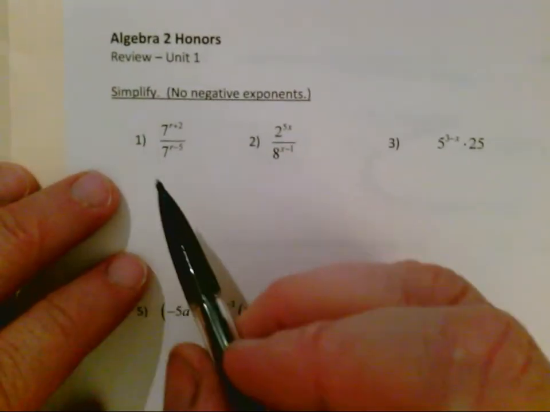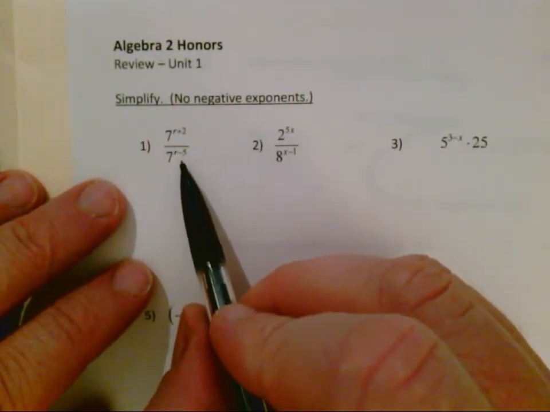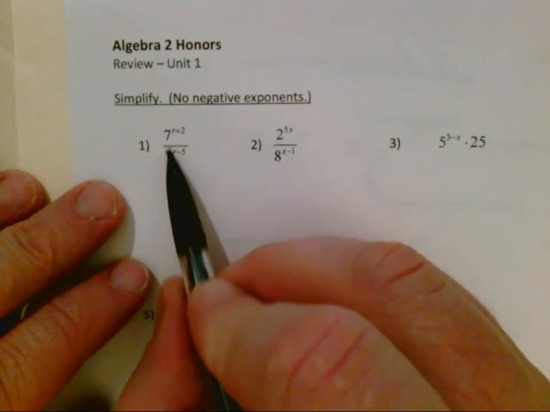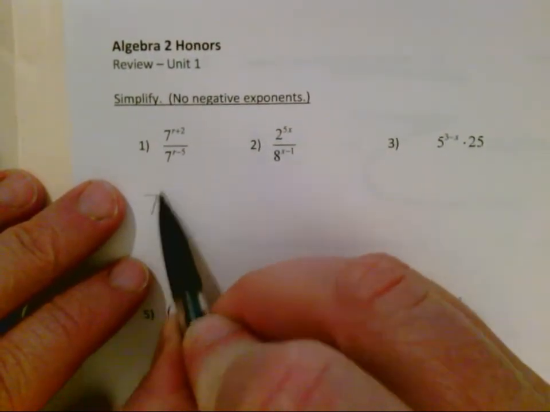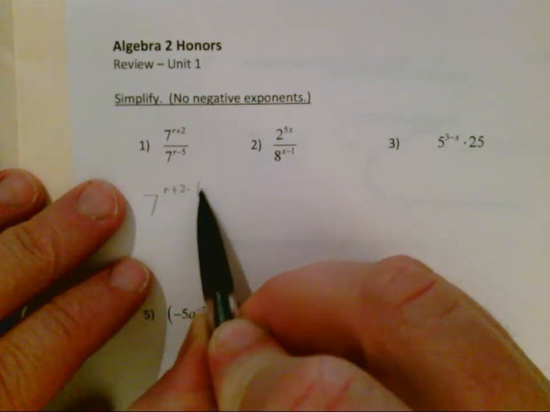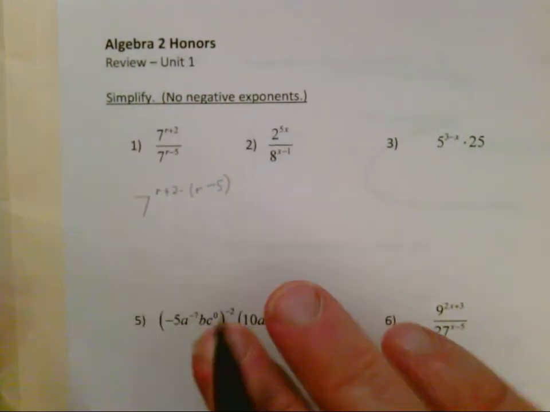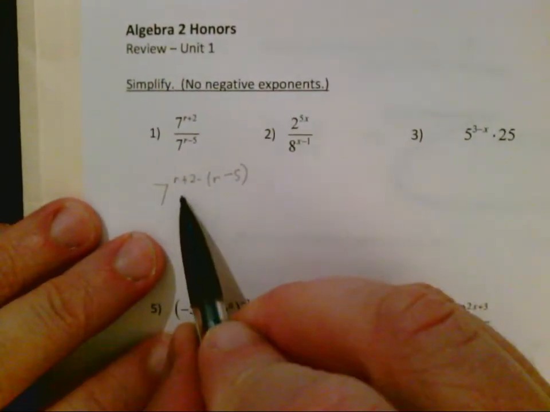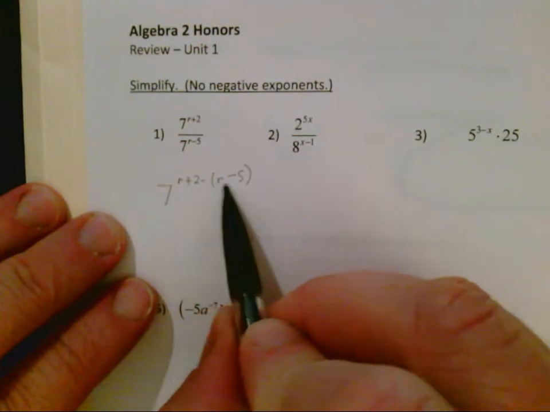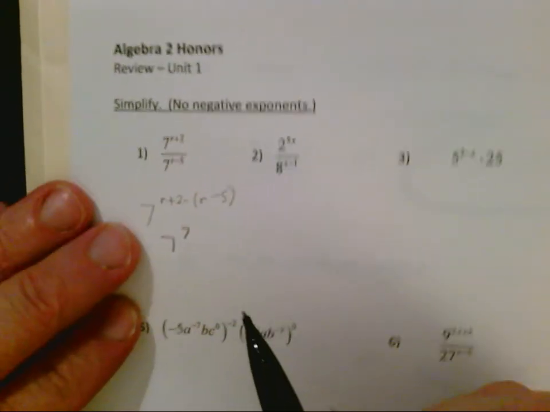Okay, so 7 to the r plus 2 over 7 to the r minus 5. Anytime you have exponents as a fraction, you're going to subtract. So it's r plus 2 minus the quantity r minus 5. Make sure you're understanding it's subtracting a quantity. So r minus r is 0. 2 minus negative 5 is 7. So 7 to the 7th. You could multiply that out if you want a really big number.